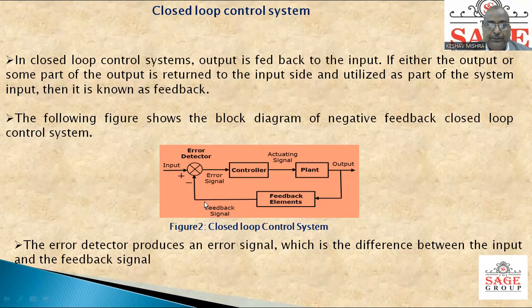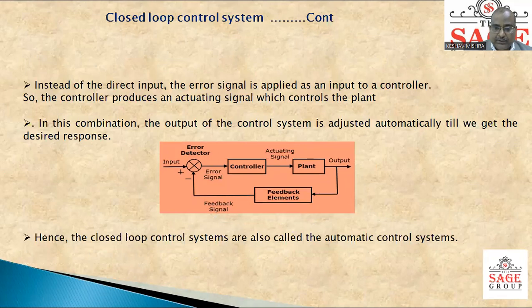We have made the provision of feedback here in order to compensate for the variation in output because of external noise, because of external disturbances. Disturbances we can automatically correct with the help of this closed loop, that is, the feedback control system. Since it can automatically correct the variations in output, this is also called an automatic control system.